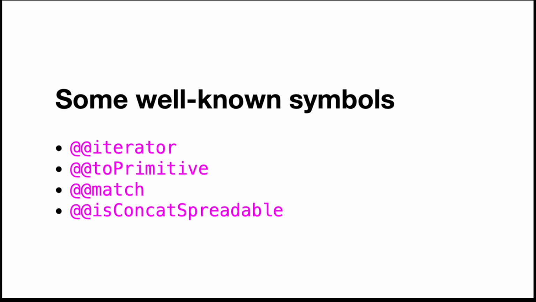The first one is probably the most used, I would say, or well-known. That's iterator. That means that this object, when invoked with some iterable interface, for example, you can spread this object in an array. And this function will tell it how it should work. That's awesome. You can have an object that's spreadable to an array.